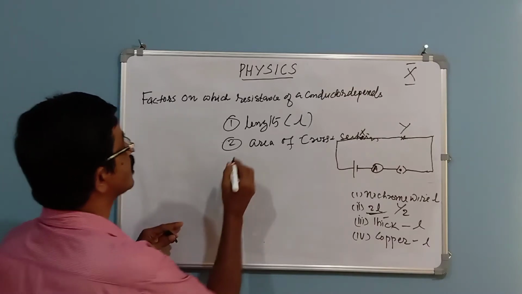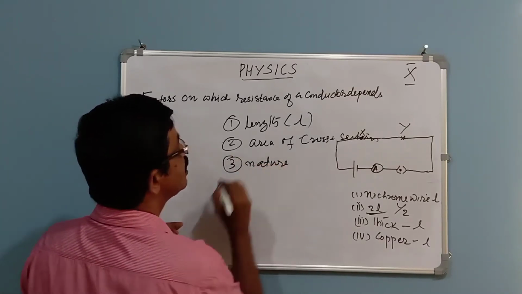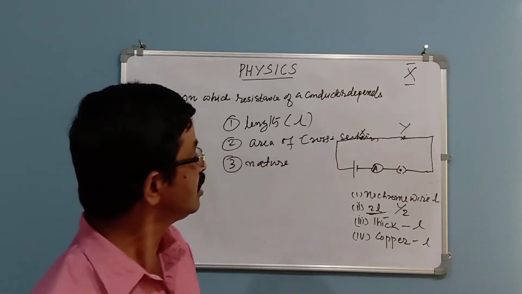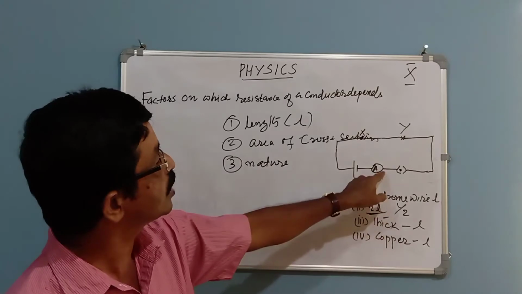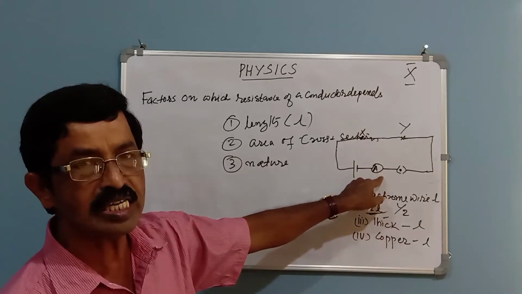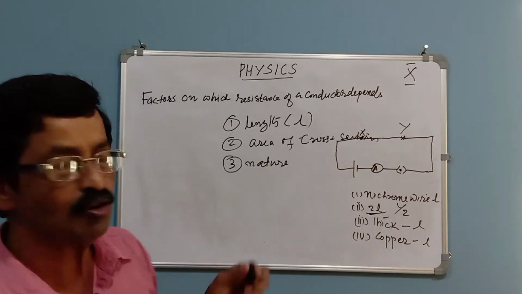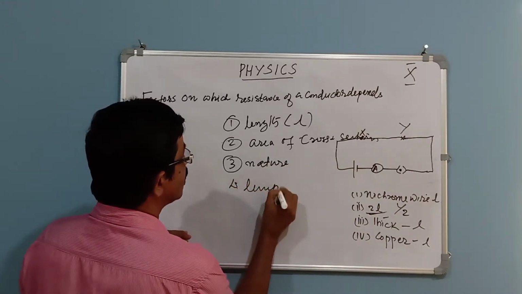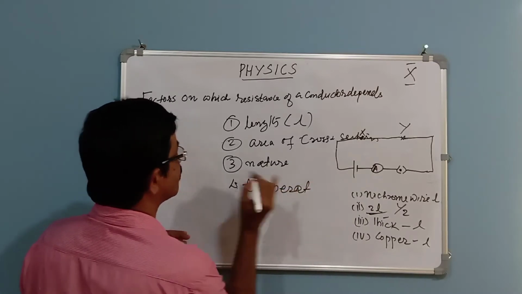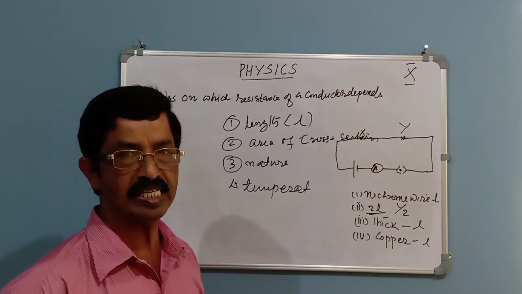The third one is the nature of the material. That means when we use a copper wire instead of nichrome, the current through the circuit changes. So resistance depends on the nature of the material also. One more factor you should remember is temperature. When the temperature changes, the resistance of the conductor changes.